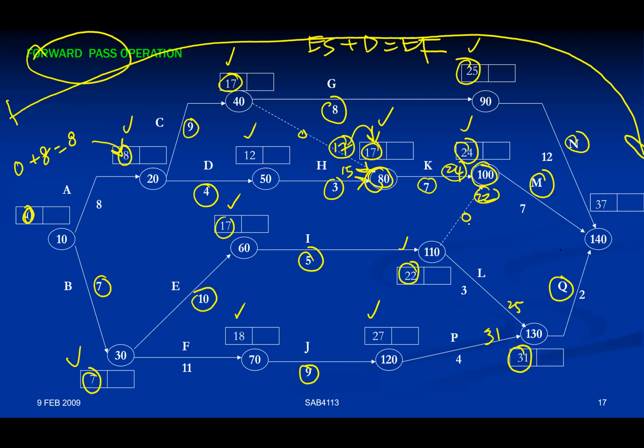So using N as activity, 25 plus 12 equivalent to 37 as one value. 24 plus 7 is 31. 31 plus 2, 33. And you notice the bigger value is 37. So now we already have the answer. 37 is the overall project duration for our project. Okay.